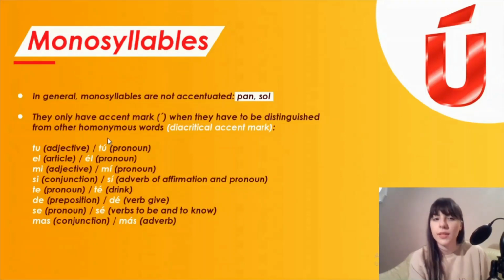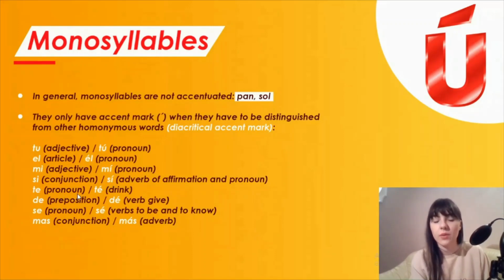So if this word has an accent mark, it's a pronoun, but when it doesn't have the accent mark, it's an adjective. The same thing happens with the word el. When it's an article, it doesn't have the accent mark, but when it's a pronoun, it has an accent mark. Mi, when it's an adjective, doesn't have the accent mark. When it's a pronoun, it has the accent mark. Si, when it's a conjunction, doesn't have the accent mark, but when it's an adverb of affirmation or a pronoun, it has an accent mark.